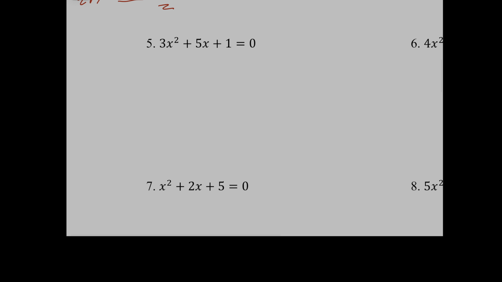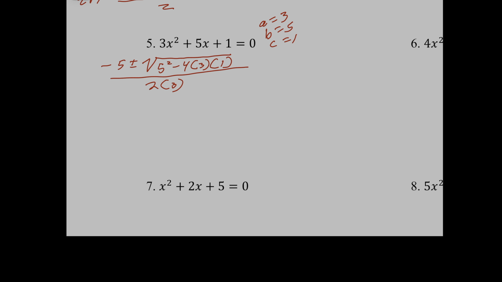Hopefully these are a little scary, but you feel better every time we do them. Okay, let's do this one right here. We're going to call that A equals 3, B equals 5, and C equals 1. Opposite of B, plus or minus the square root of B squared minus 4AC, all over 2A.